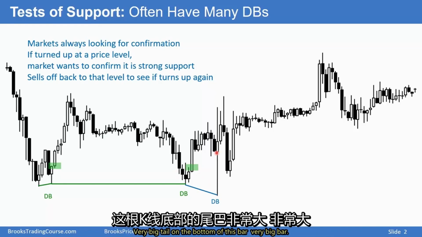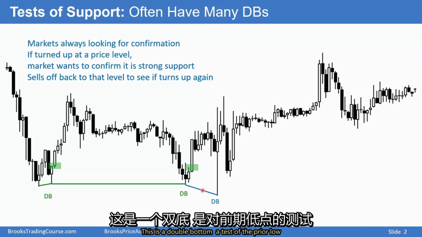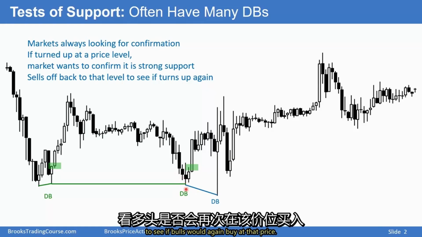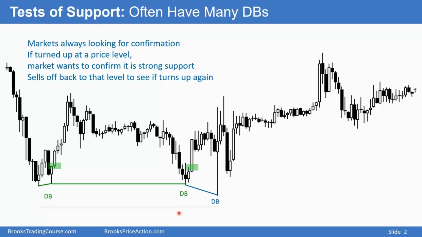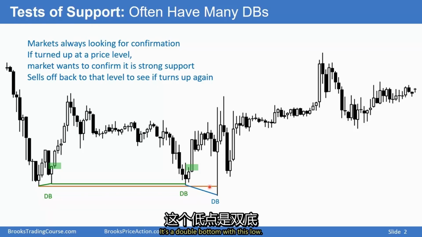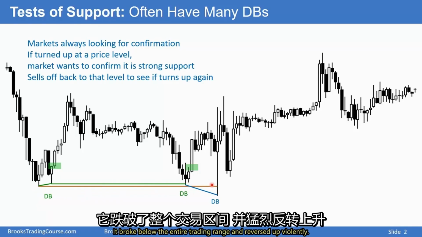Very big tail on the bottom of this bar, very big bar. This is a double bottom, a test of the prior low to see if bulls would again buy at that price. It confirms this level as support. It's a double bottom with this low. It broke below the entire trading range and reversed up violently.